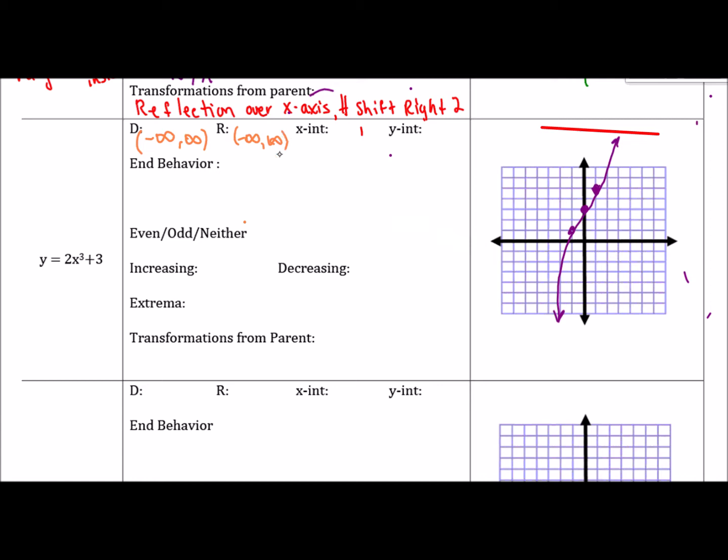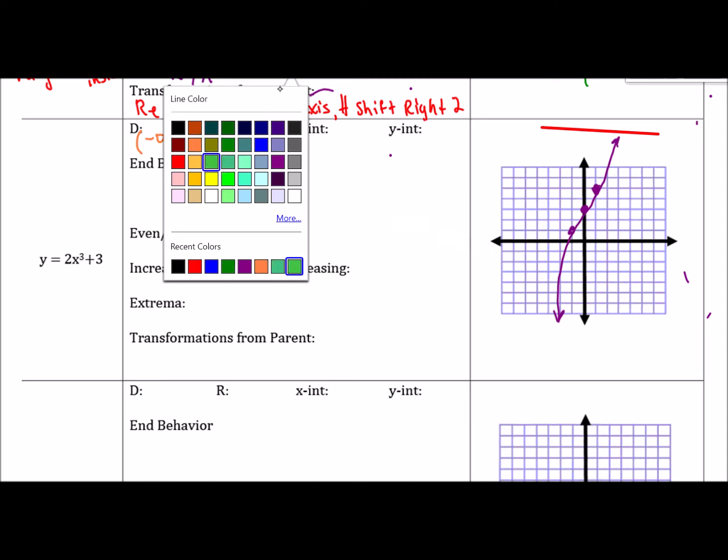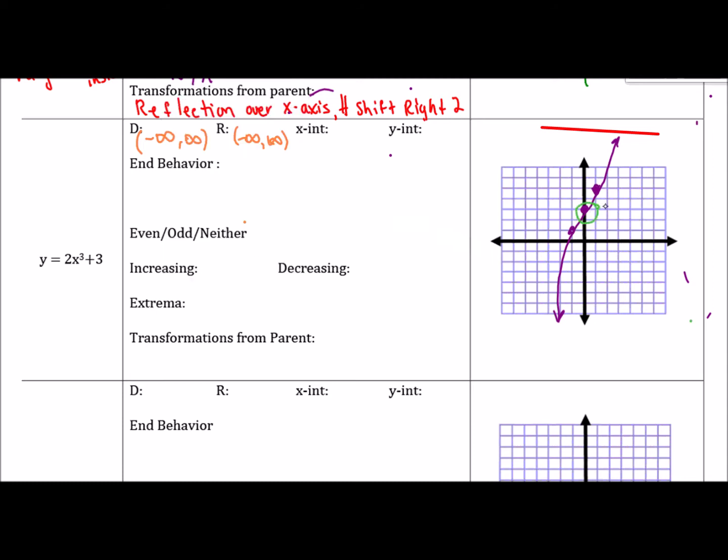Okay, looking at the graph, we need to know where it crosses the x-axis and where it crosses the y-axis. The y-axis is pretty obvious. Right there, correct. And those coordinates are 0, 3. So the y-intercept happens at 0, 3. Now as far as the x-intercept goes, it's going to be at -1.5. You can zoom into the graph and look at it. That's about where it is. It's -1.5.